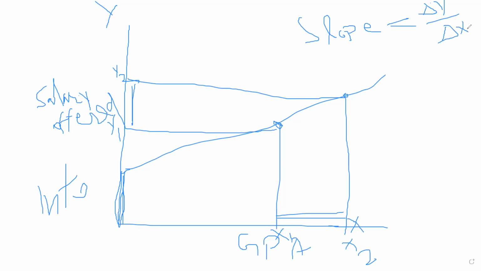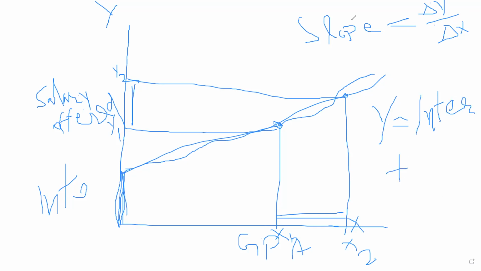So how to calculate slope? This is just two dimensions, meaning your salary depends on your GPA. You can get this intercept and this slope, and the equation of this line is y equals intercept plus slope multiplied by GPA.